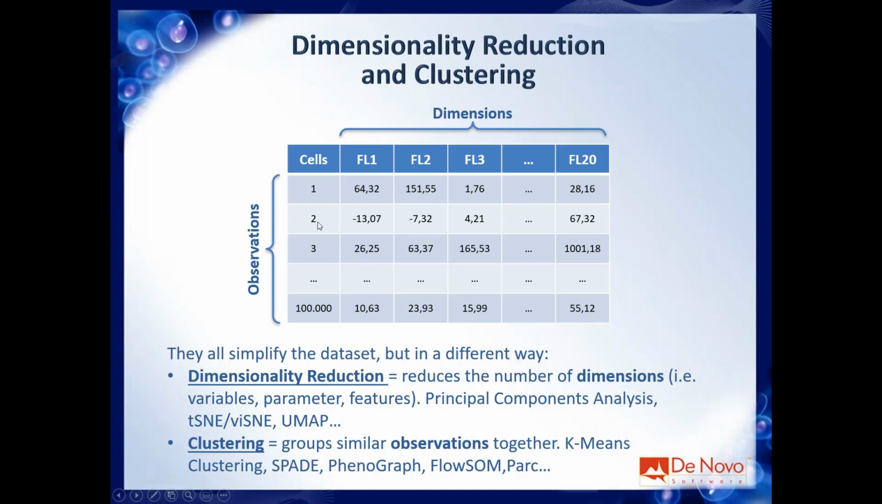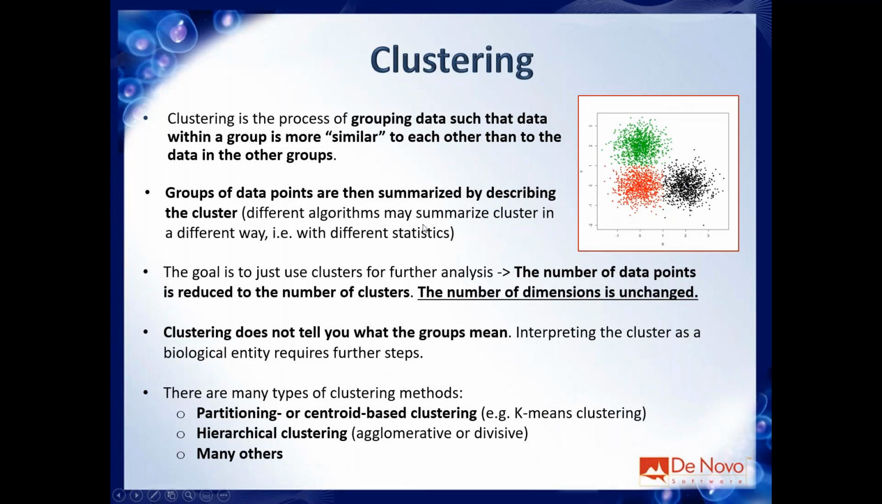Clustering means grouping similar events together in a way that events within the group are more similar, let's say, than events outside the group. And SPADE is just an example of clustering. Other examples are, for example, FlowSOM, PhenoGraph, K-means, and so on. They belong to the same family. They are basically doing the same. They are trying to solve this issue with the same approach.